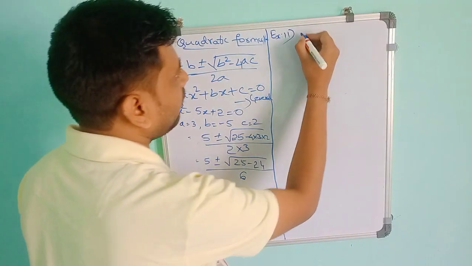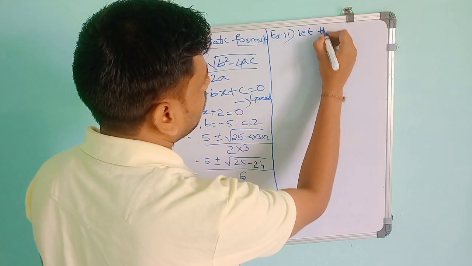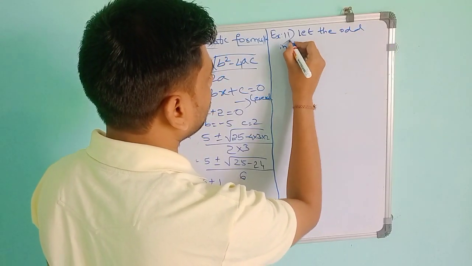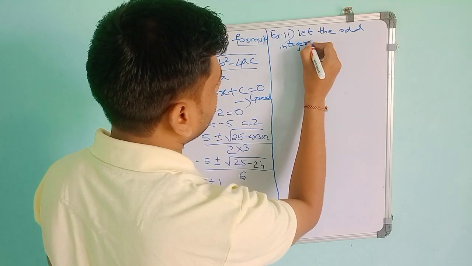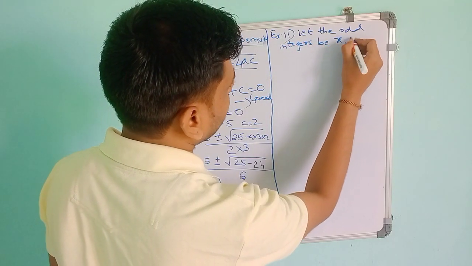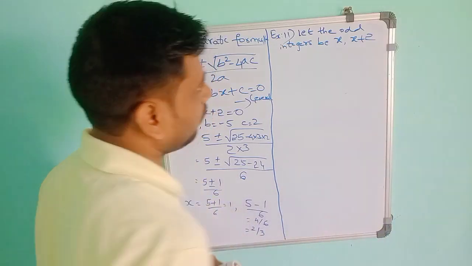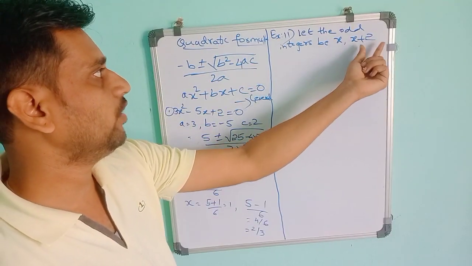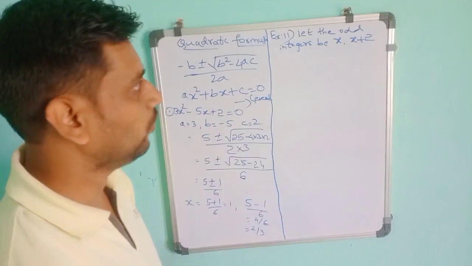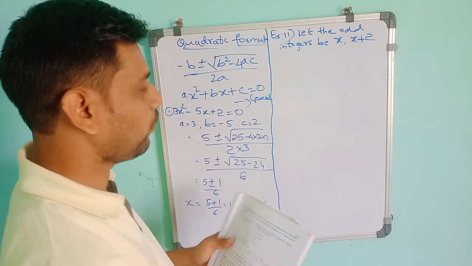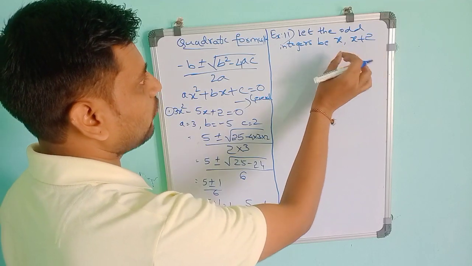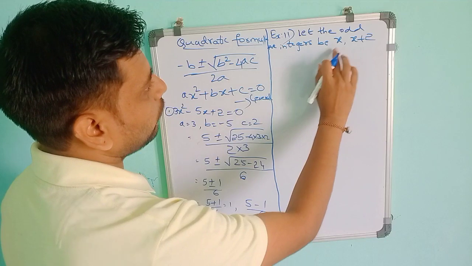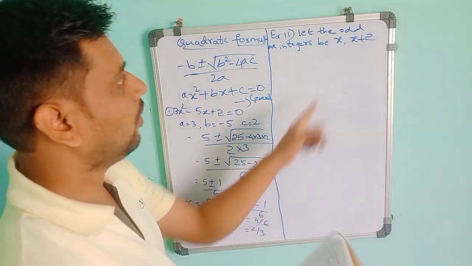So let the odd integers be x and x plus 2. If you take x as 1, 1 plus 2 is 3. So I am adding 2, and by adding 2 you will get the next odd number. So x and x plus 2 are taken as the odd positive integers.